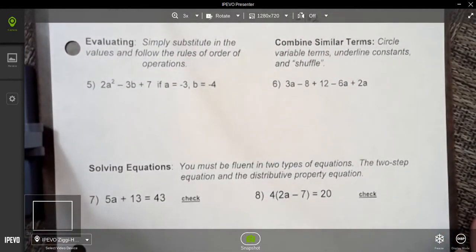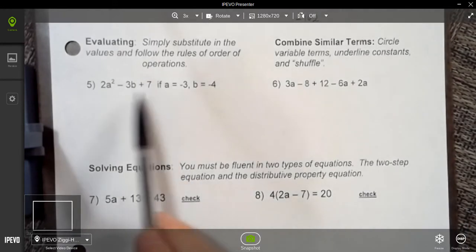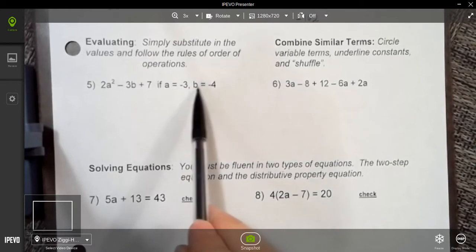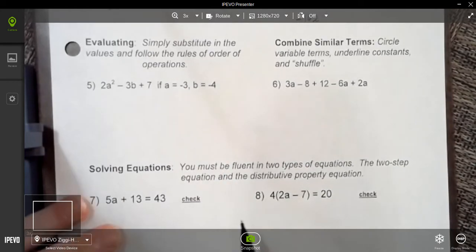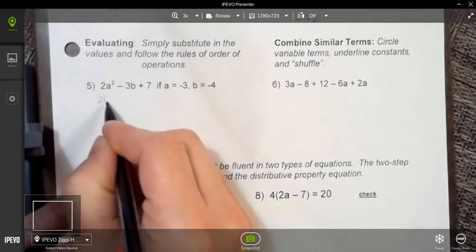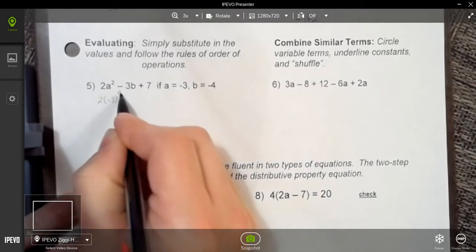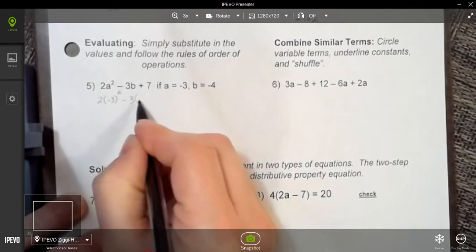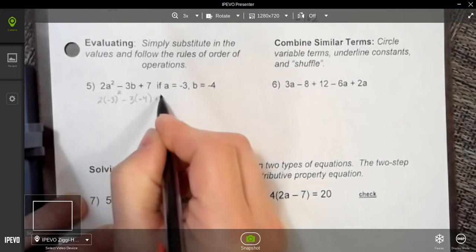Now we're going to look at evaluating expressions. When you evaluate an expression, the first thing that you need to do is substitute in the values of the variables. And I've told you for this expression, I've got 2a squared minus 3b plus 7, that a is negative 3 and b is negative 4. So the first thing I'm going to do is actually substitute those values in. This is going to turn into 2 times negative 3 to the second power. Make sure you put that negative 3 in parentheses, minus 3 times negative 4 plus 7.